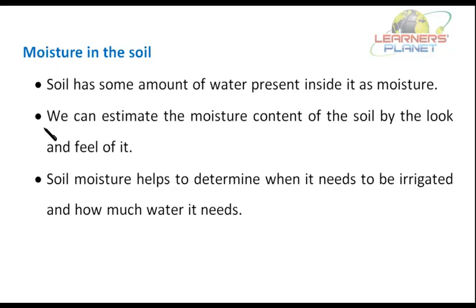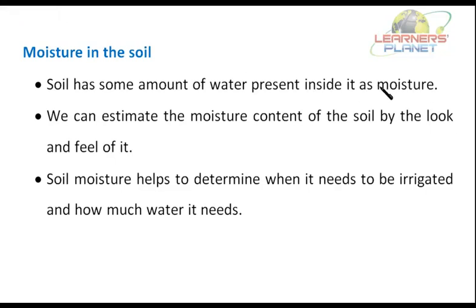Now here, soil has some amount of water present inside it in the form of moisture. I would like to tell you something: when we take a little bit of soil and heat it in a test tube, we can see tiny droplets of water condensing near the mouth of the test tube. So where did this water come from? It is the amount of water which is present inside the soil in the form of moisture.